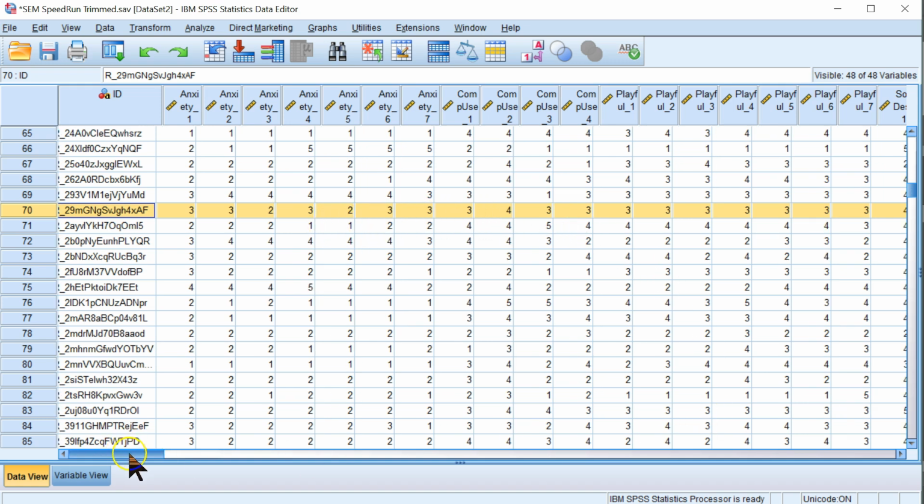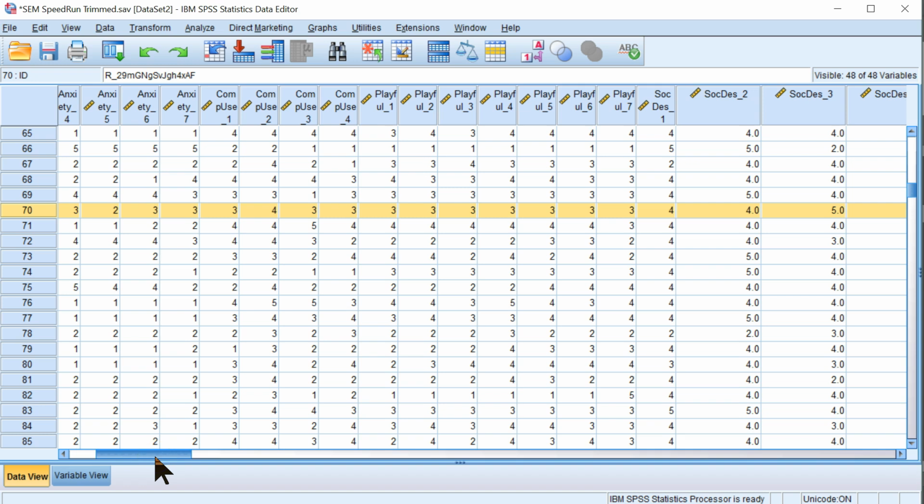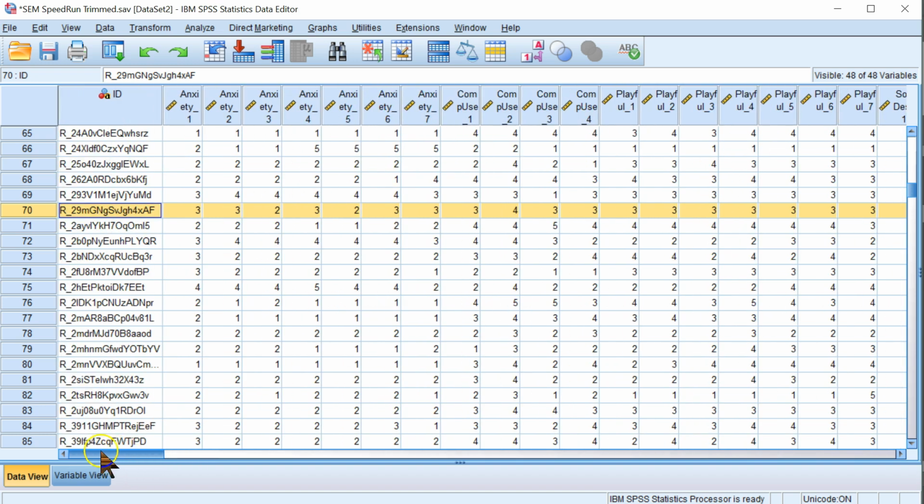2, 3, 2, 3, 3. Well, you know what? This might be harder. And then a bunch of threes. Well, I think that's going to be hard to justify. I'm going to leave that one in. So we removed two.